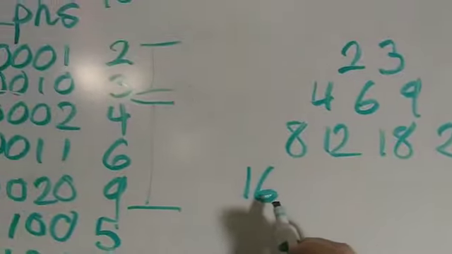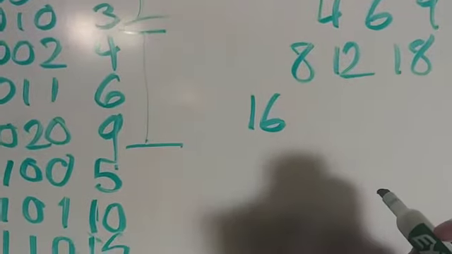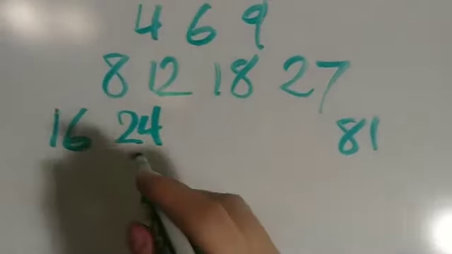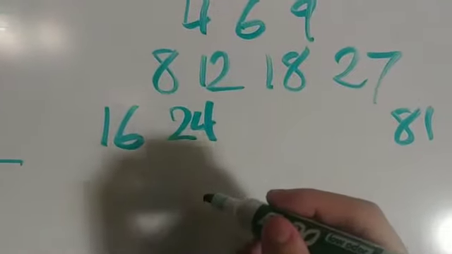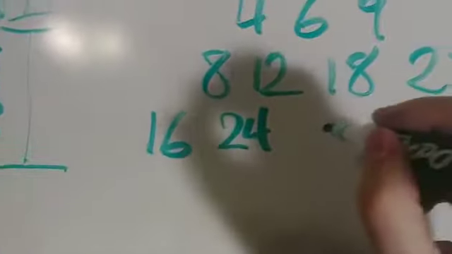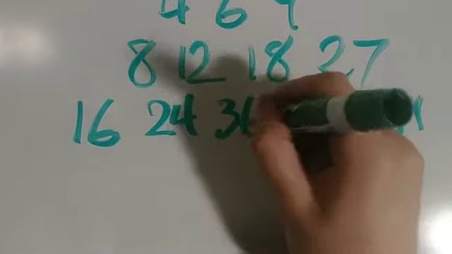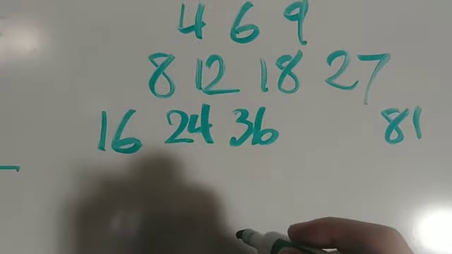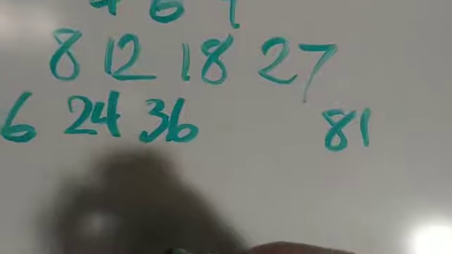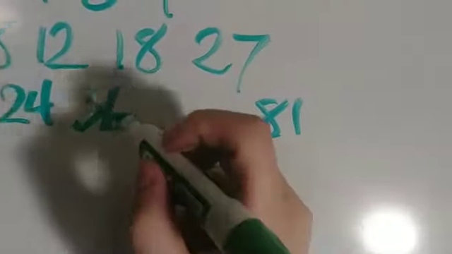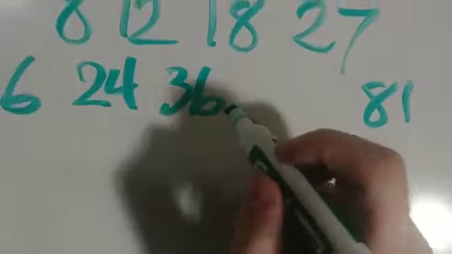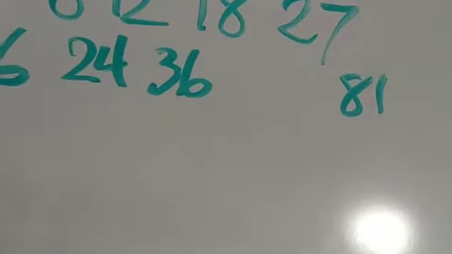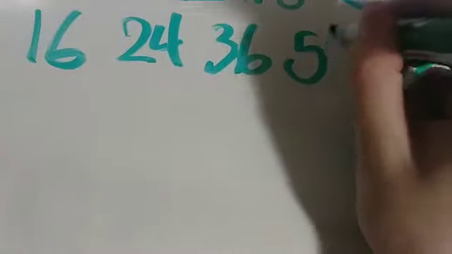You take 16, divide it by 2, and then multiply it by 3. It's 8 times 3, which is 24. You take 24, divide it by 2, which is 12. Multiply it by 3, and that's 36. Take 36, divide it by 2, which is 18. And then multiply by 3. 18 times 3, what is that? 54? I think it's 54.